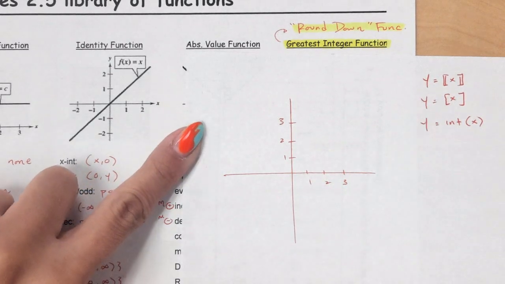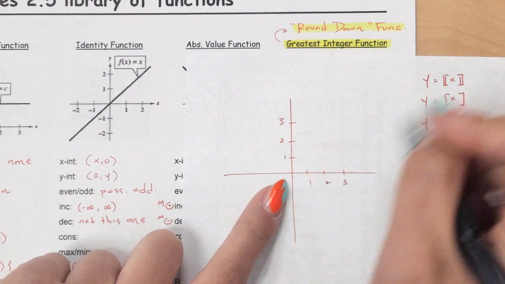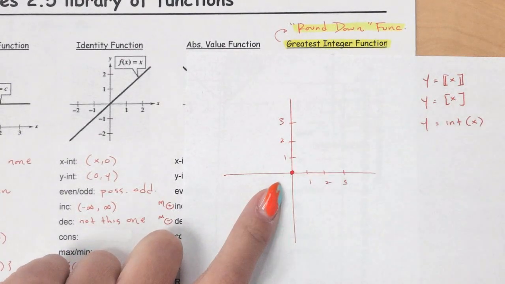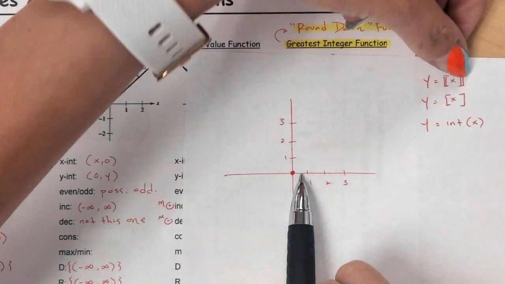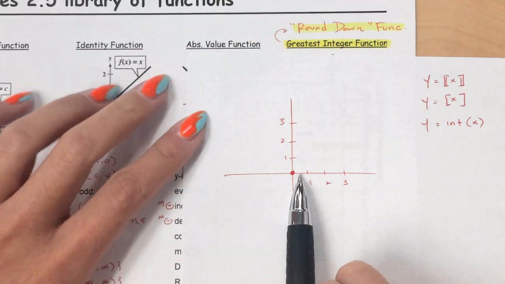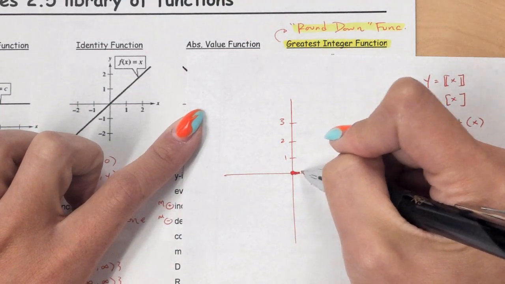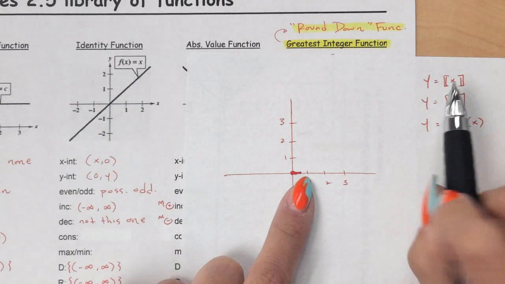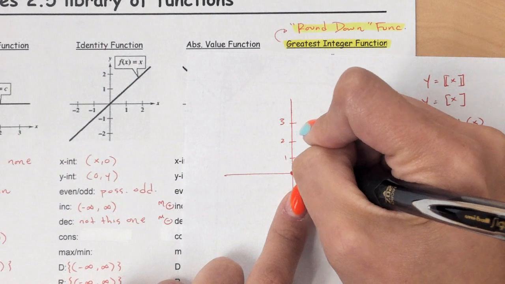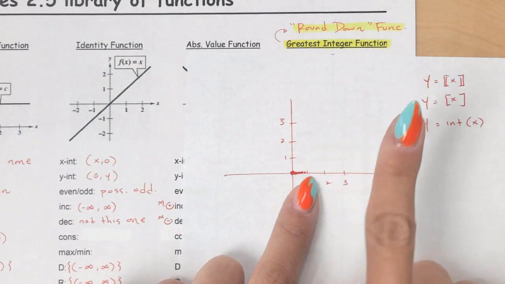So what happens is, let's say you start with 0. So 0 rounds down to 0. Here's my point, (0, 0). If I have 0.5, it rounds down to 0. So I still am here. I would draw another point and another point and another point. And then I get to 0.99999, it rounds down to 0. And it rounds down to 0 until we literally get to 1.